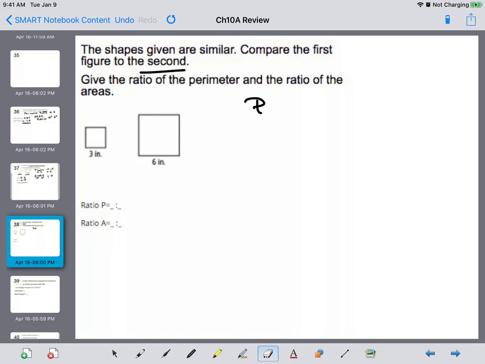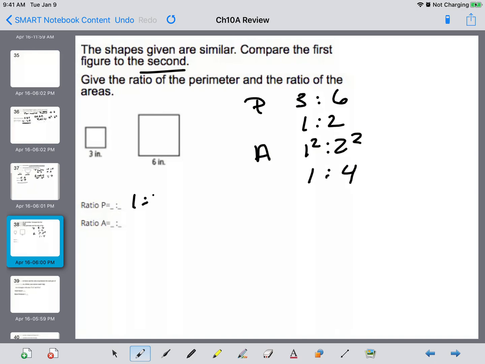But my perimeter ratio is, in this case, 3 to 6. But this is not reduced. So it's 1 to 2. So my area, I take that and I square them, and it's 1 to 4. So my perimeter is 1 to 2, and my area is 1 to 4. Those are the things that we've got to do, and most of the time if you got it wrong, it was an order issue. You didn't read the question, so be careful.